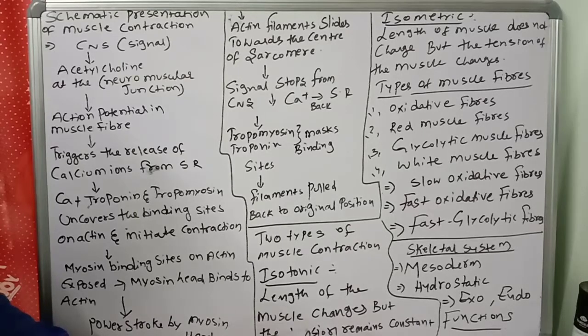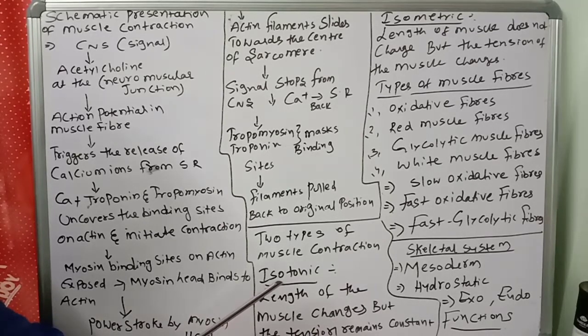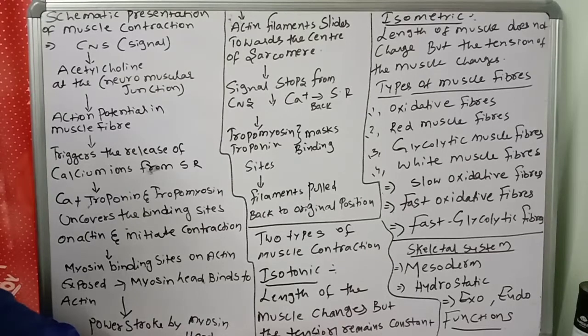What is going on in this? The length of the muscle changes, but the tension remains constant. That is called isotonic. In isotonic contraction, the length of the muscle changes, but the tension remains constant, and the force produced is unchanged. The best examples are lifting dumbbells and weightlifting.